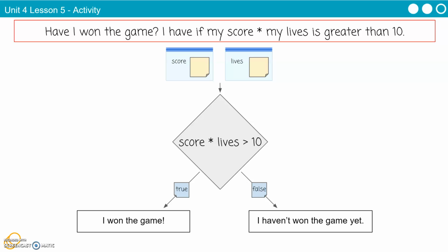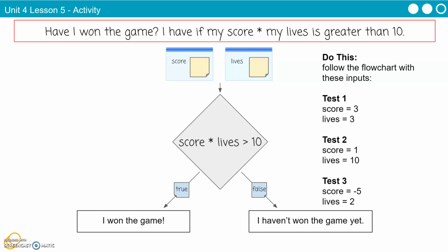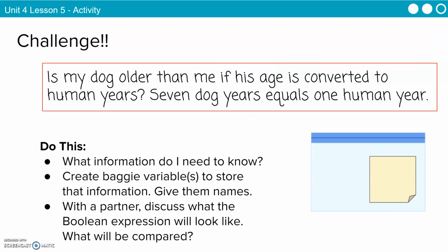Here it is. And let's see what happens when we have these tests. I'm going to ask you just to do the first test and tell me if your score is 3 and lives is 3, have you won the game or not won the game? You decide. You should have said that you have not won the game yet. I'm sorry, because 3 times 3 is 9, and 9 is less than 10, so that evaluates to false. You've not won the game.